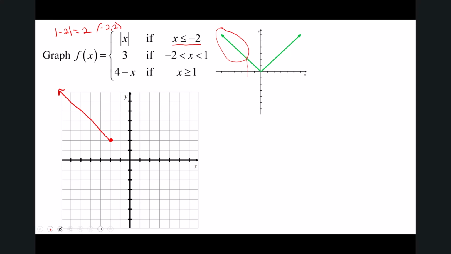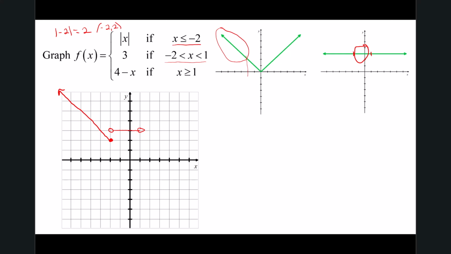Now for the middle part of the graph. This is the graph of f(x) equals 3. It's a horizontal line where y is 3, but I only want this between -2 and 1. So -2, and then we're going to keep going up until we get to where x is 1. So we only want the part between -2 and 1, which we look at this graph is just this part right here. So just that little part.